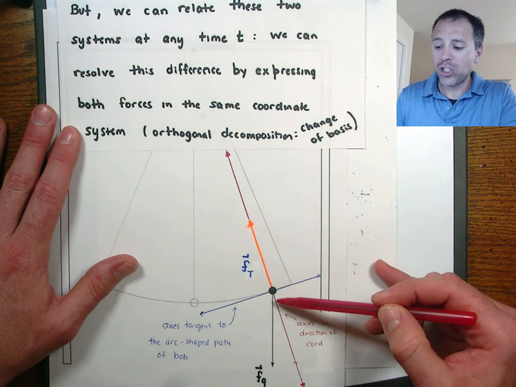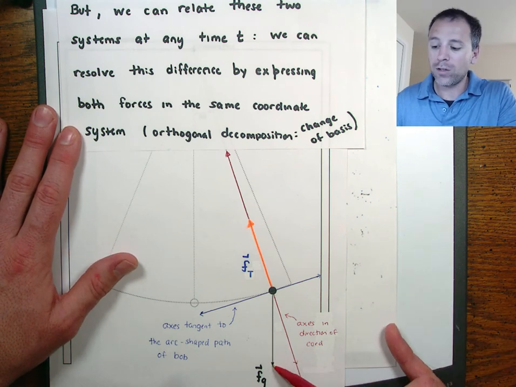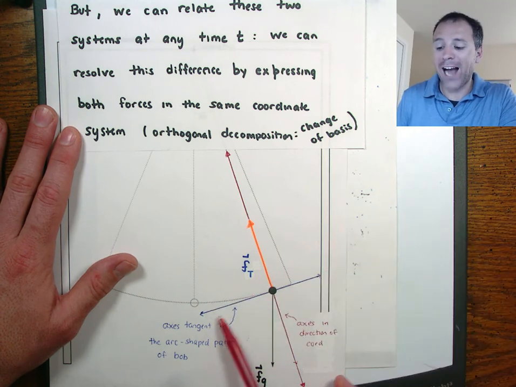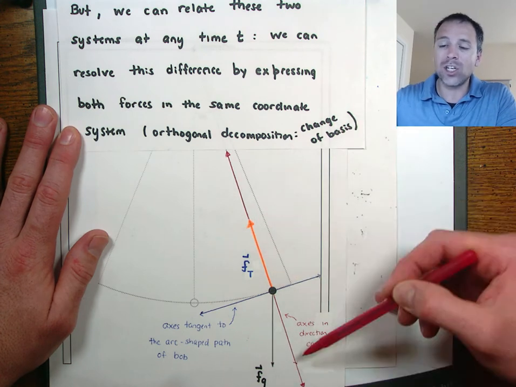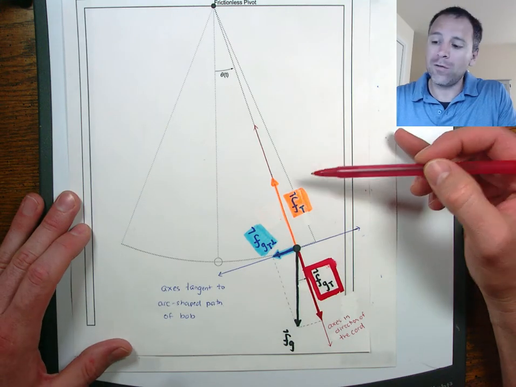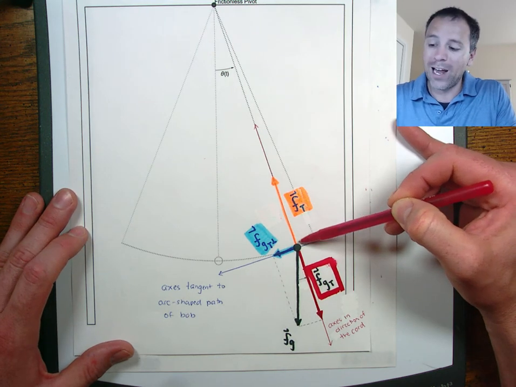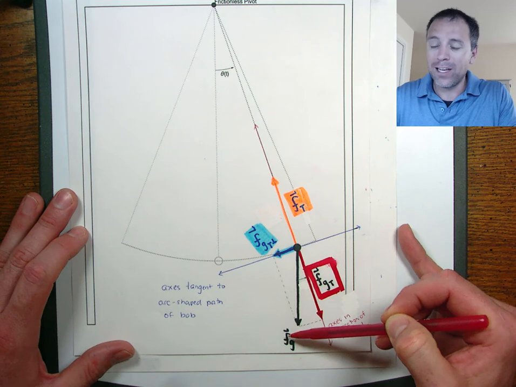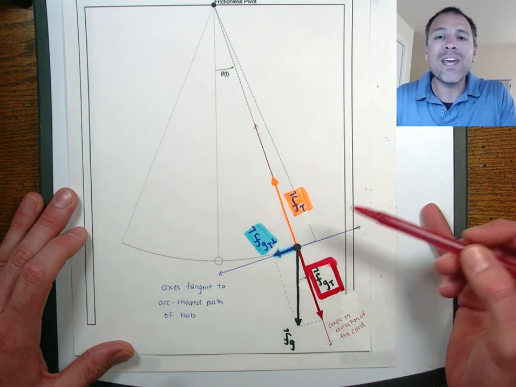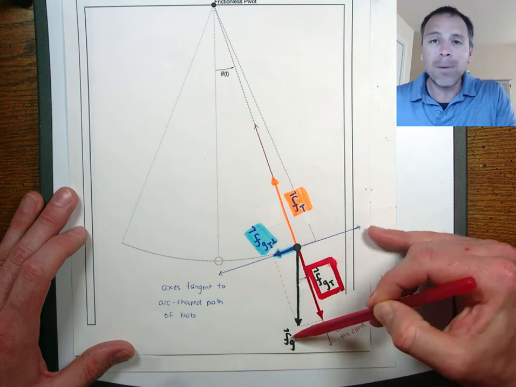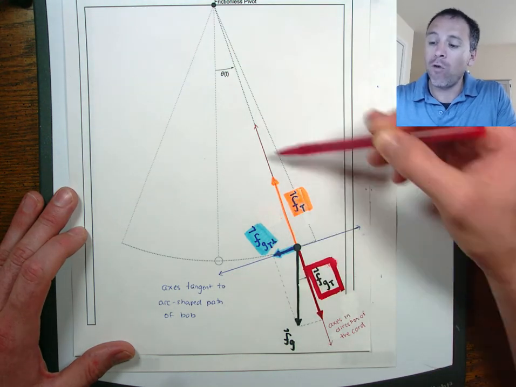Notice here that we could do an orthogonal decomposition. We could take the force of gravity and state it in terms of the axis tangent to the arc-shaped path and the axis in the direction of the chord. Let me say that in a different way using visuals. The whole idea here is we want to understand the sum of all forces. We only have two forces: the tension force and the force of gravity. They are most naturally described in different frames of reference, but we can rectify that by decomposing our force of gravity along the frame of reference for the tension force.